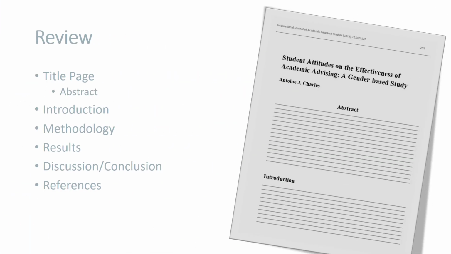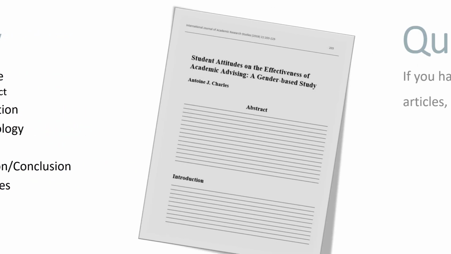To review, research articles often have distinct sections including the title page, which includes publication information and an abstract, an introduction, which contains a literature review, a methodology section, the results of the study, a discussion, which may be combined with the conclusion, and references to all research cited in the article.